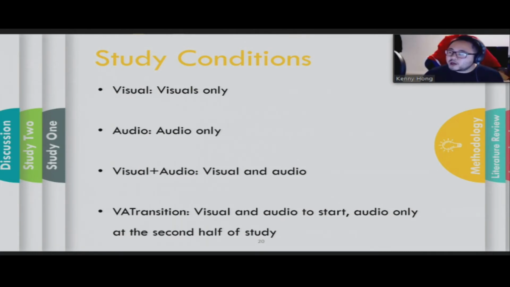We wanted to use the first half of the study with visual and audio in order to help them learn the rhythms and sounds of the game, and then see if they are able to continue the performance consistently with audio afterwards.